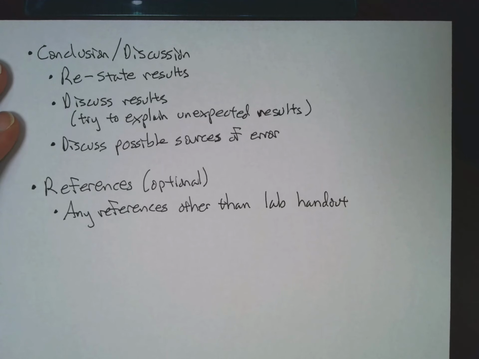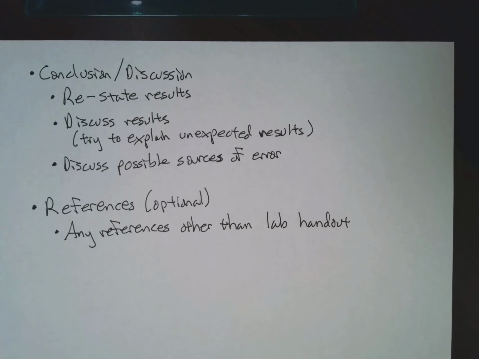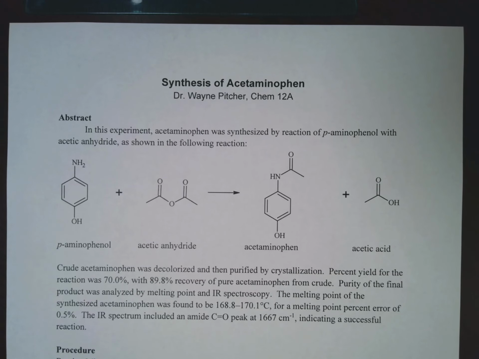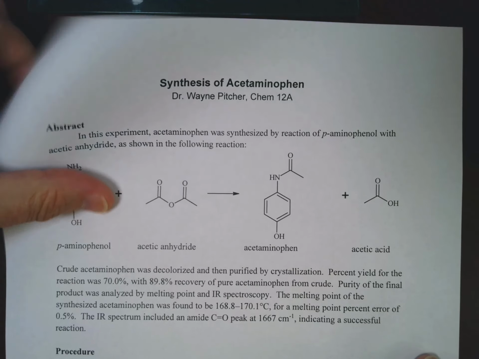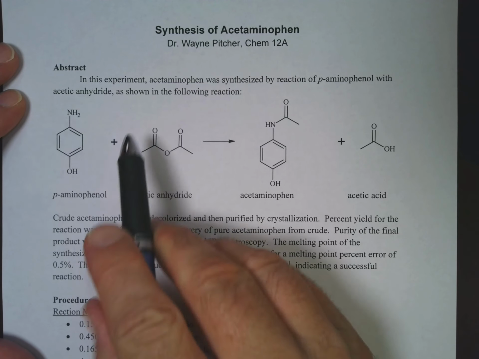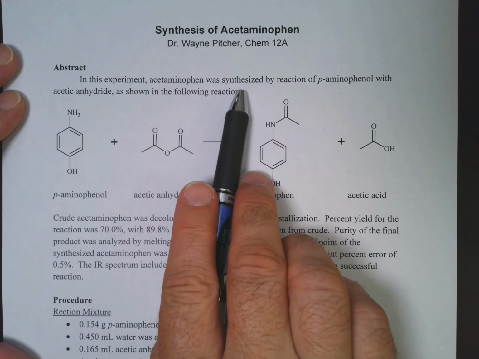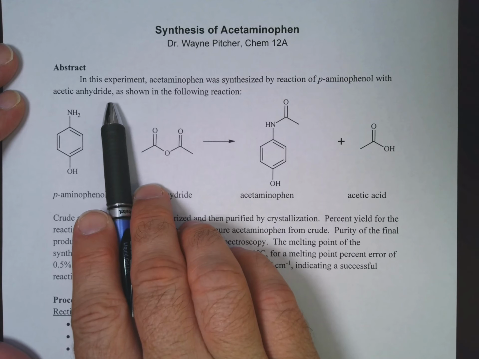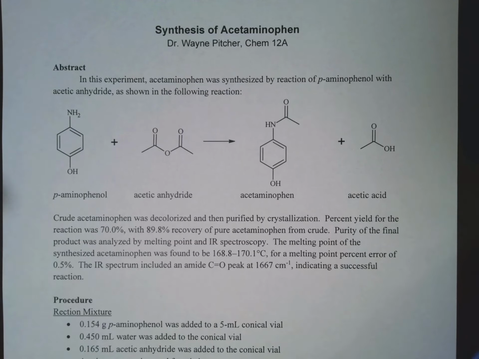Okay, so now let's take a look at my sample synthesis of acetaminophen lab, and put that right there, make sure that's in frame. So here we go. So you can see my abstract. In this experiment, acetaminophen was synthesized by reaction of para-aminophenol with acetic anhydride, as shown in the following reaction.